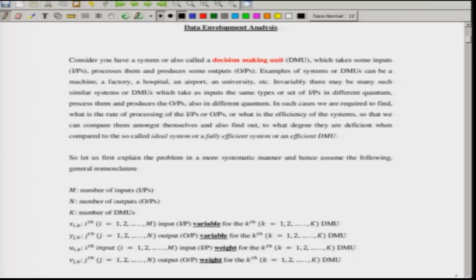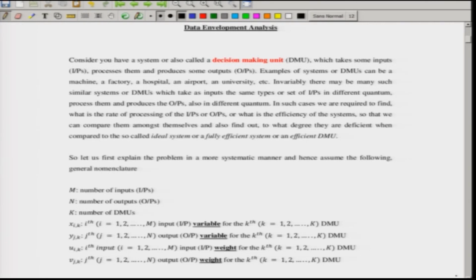Consider you have a system, or also called a decision making unit, which takes some inputs, a bundle of inputs, and processes them, whatever the process is. So, for example, if it is a CNC machine, it is taking the raw material, the cutting fluid, the electricity, and utilizing the man hours of the worker who is working on it. So they can be different things, and the output can be different types of HP motors which are being produced, or the scrap material which is to be sold in the market. So they can be different types of outputs.